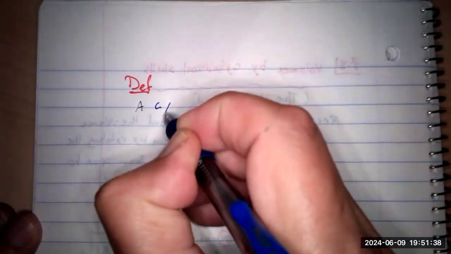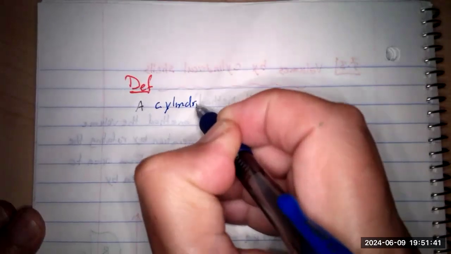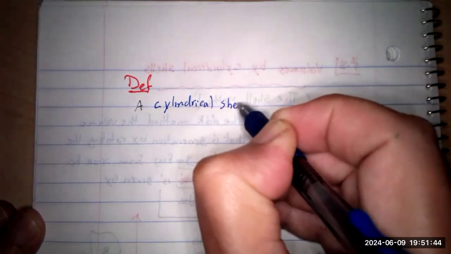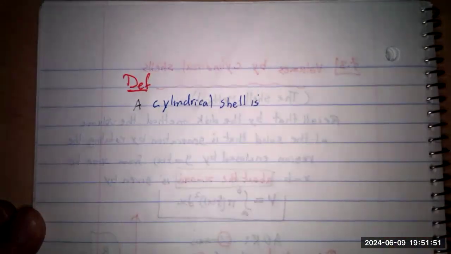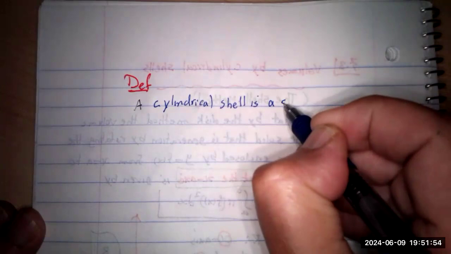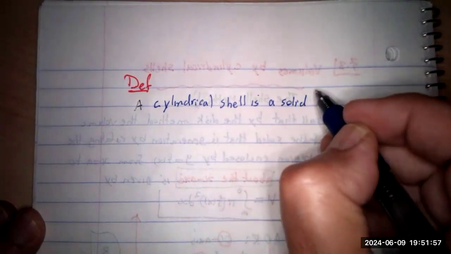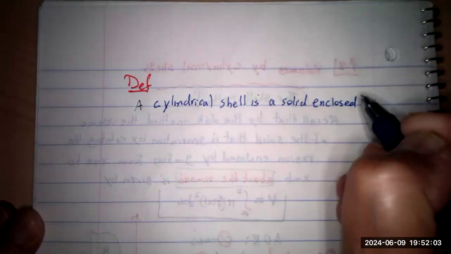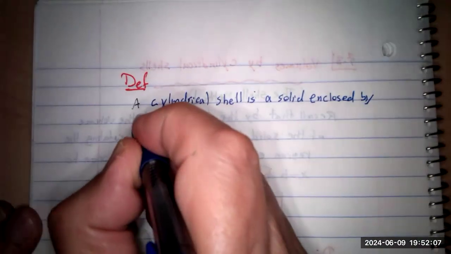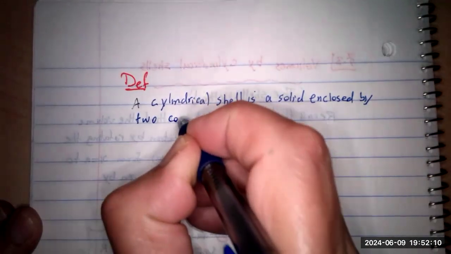So the definition of a cylindrical shell. A cylindrical shell is going to be a solid, a three-dimensional solid, enclosed by two circles with the same center. We call them two concentric.